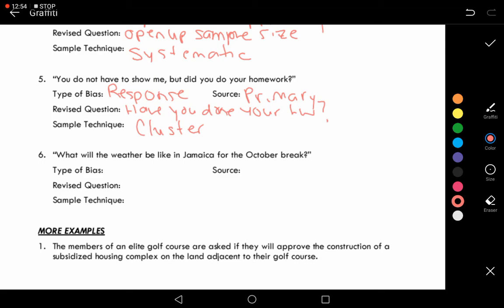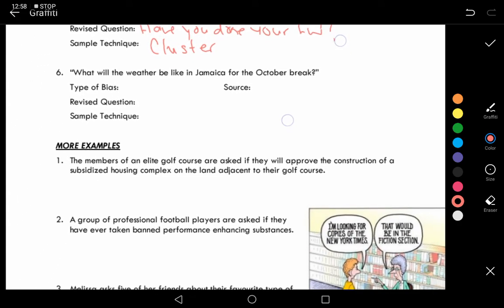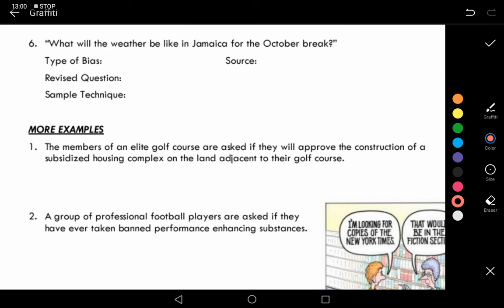Okay, number 6 here, what will the weather be like in Jamaica for the October break? So, I mean, throwing it back here to pre-COVID times where we could actually travel. Maybe you're looking to go over the October break, which I don't even know what the heck the October break is, but whatever. And you want to know, is the weather going to be good in Jamaica? So, there's no bias here, right? You're just basically asking a question. So we wouldn't be revising the question at all.